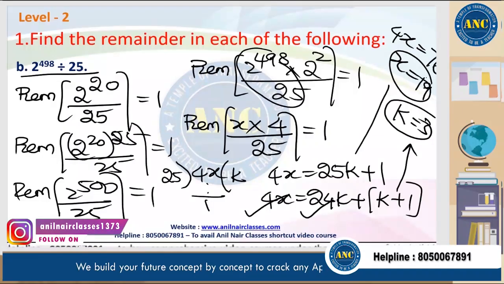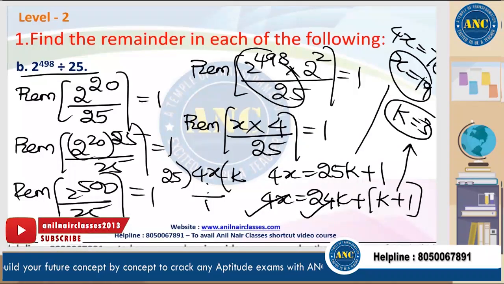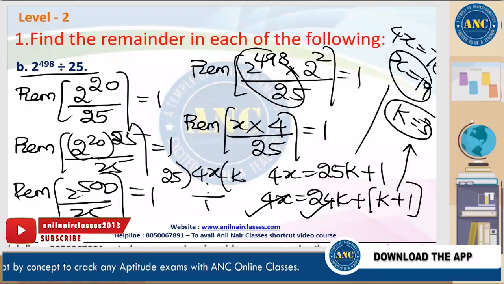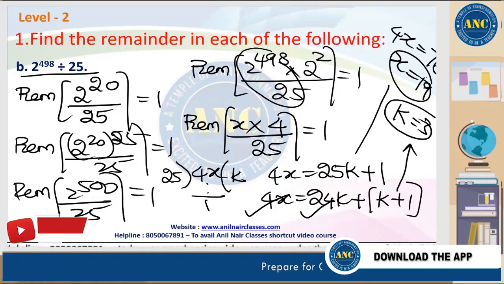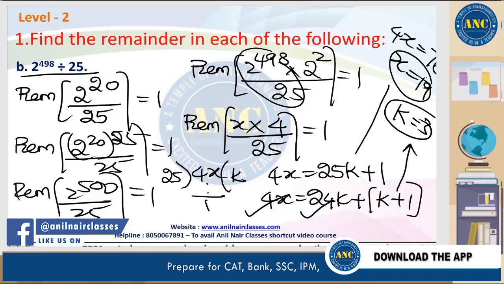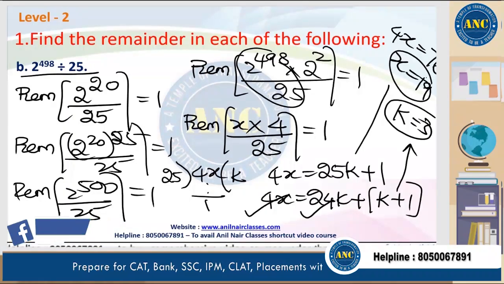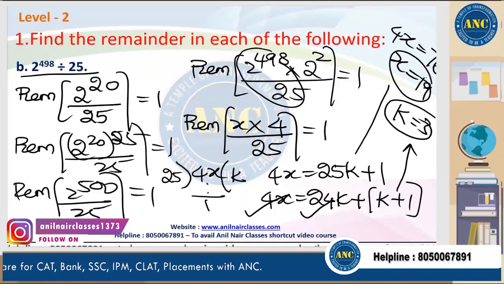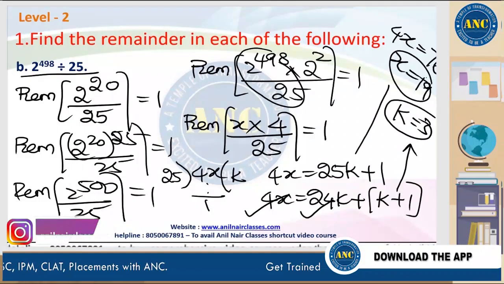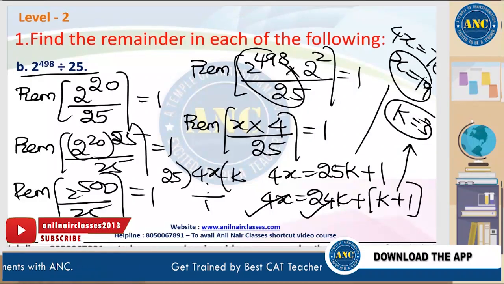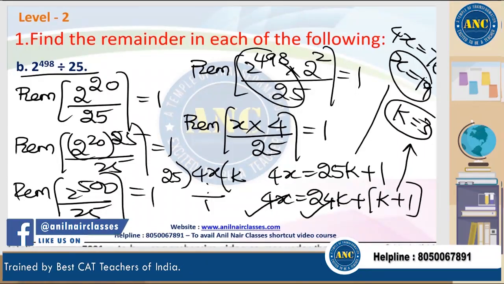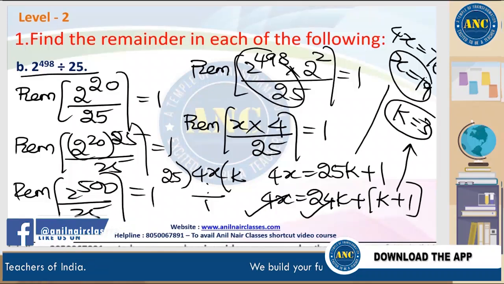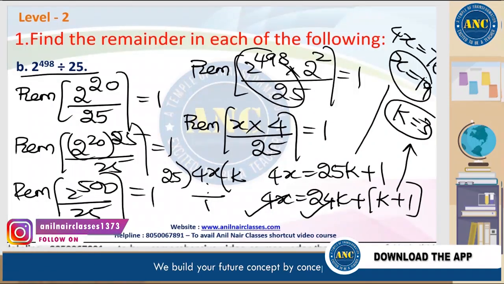2 power 498 by 25 I want, so I will call it x. 4x divided by 25 is 1. 4x is nothing but 25k plus 1. 4x is 24k plus k plus 1. 4x is divisible by 4, 24 is divisible by 4, so k plus 1 should be divisible by 4. So k value is 3. If k value is 3, I can substitute: 25 threes are 75, 75 plus 1 is 76. 4x is 76, x value is 19.